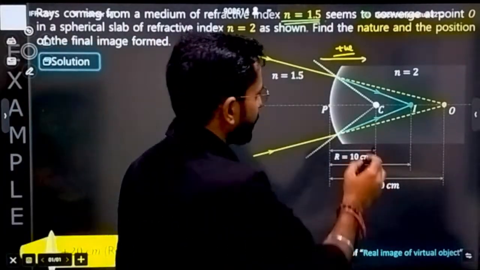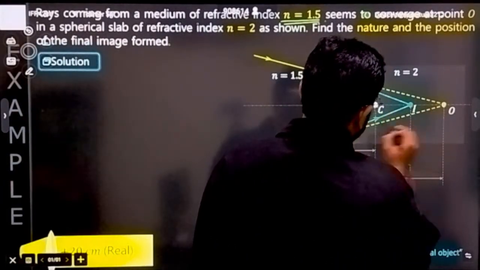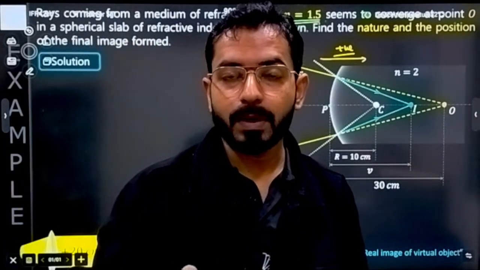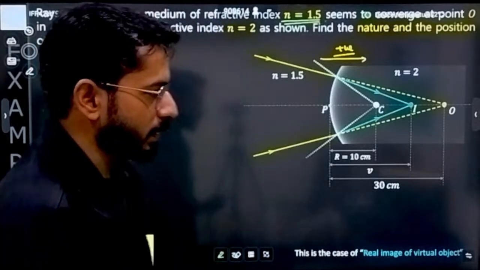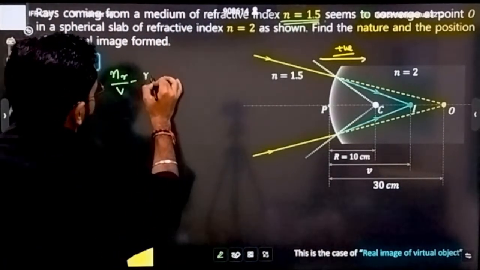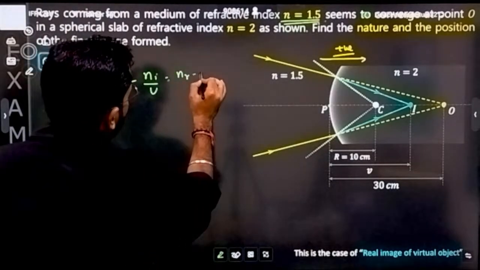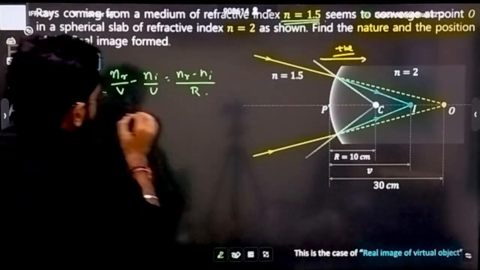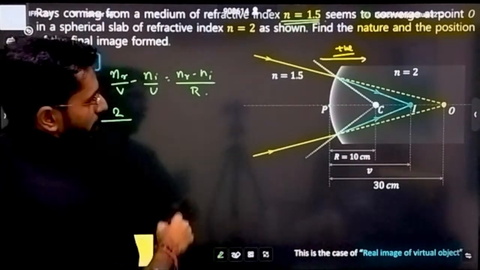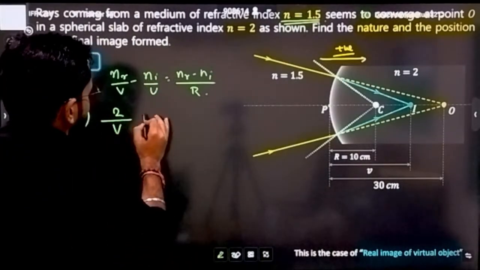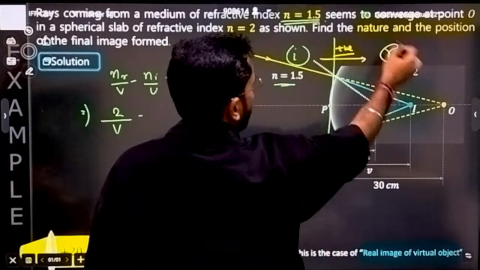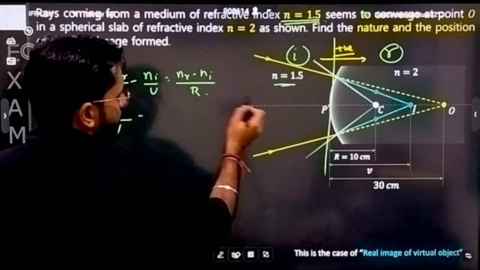That means, can you say actually these incident rays are meeting, or they only appear to be meeting? I will say they appear to be meeting. If they appear to be meeting, what kind of object do I have, real or virtual? Actually I have a virtual object. So I will simply apply my equation, nr by v minus ni by u is equal to nr minus ni by r. Right? Now, what is the refractive medium? 2. What is the position of the image? That is what you have to calculate. What is the incident medium? This becomes my incident medium and this becomes my refractive medium.